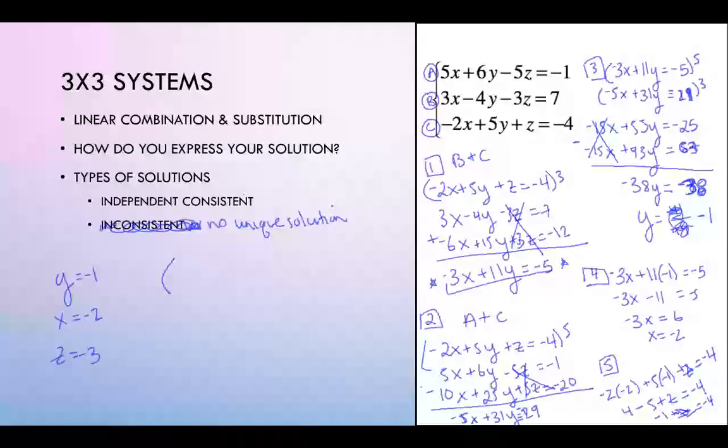So I need to express it as a point, x, make sure you go in order, y, and z, alphabetical, and this would be independent consistent. I think this is an independent system.